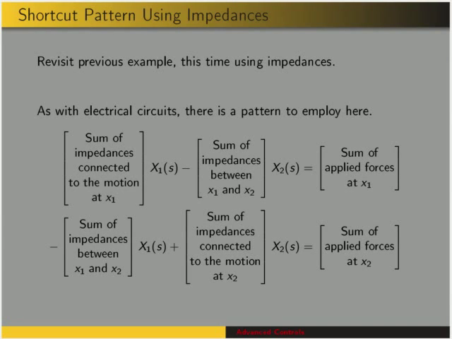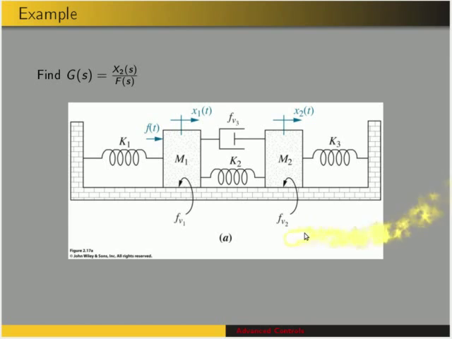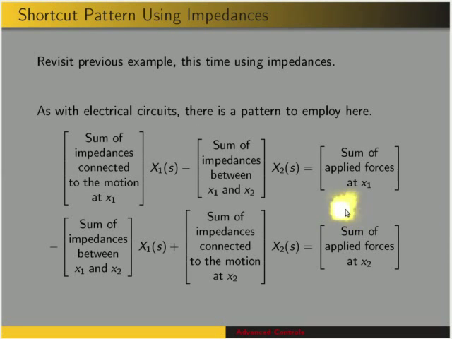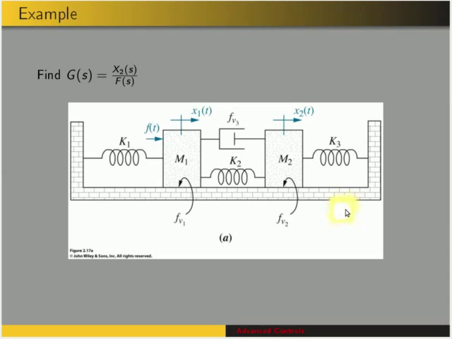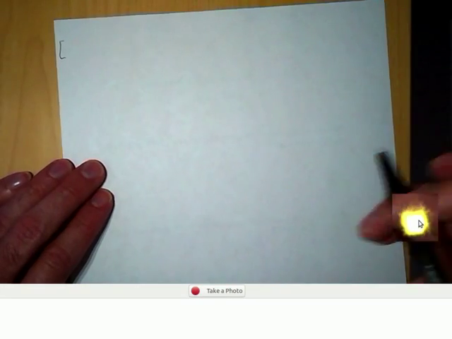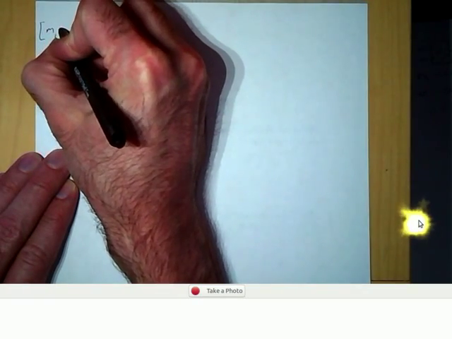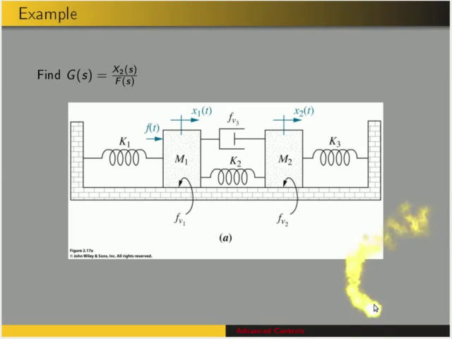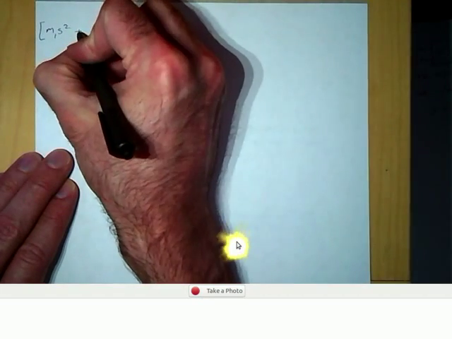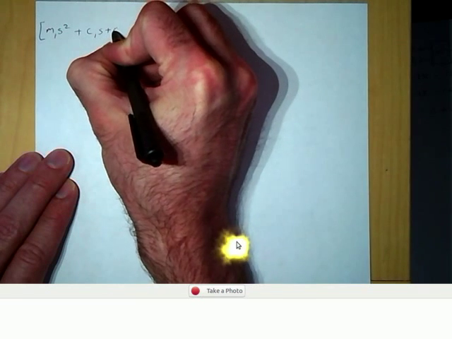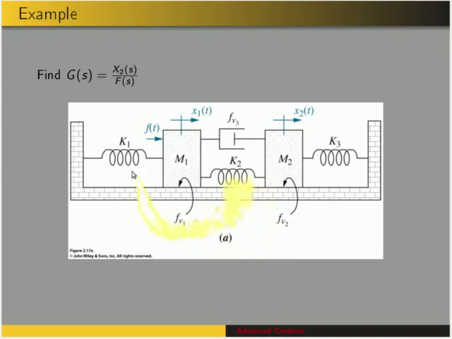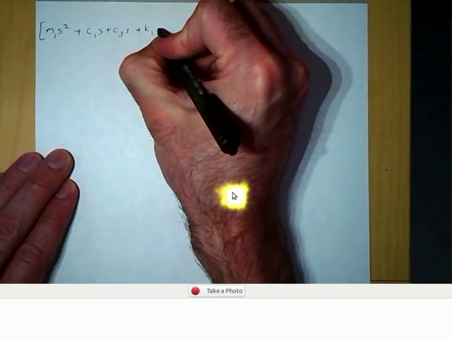So quickly, I will look at just blindly using this equation for our example. So we have the sum of the impedances connected to the motion at x1. Well, the motion at x1 has a mass, and mass has impedance ms squared, so m1s squared. Motion at x1 has impedance from two dampers, c1 and c3, so plus c1s plus c3s. And it also has impedances from springs, k1 and k2, plus k1 plus k2.